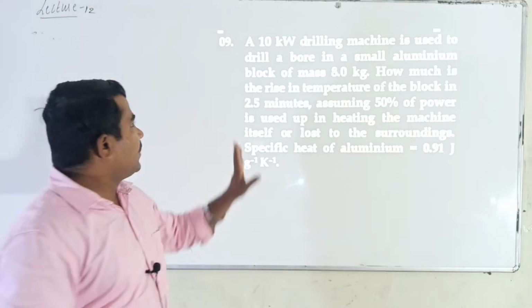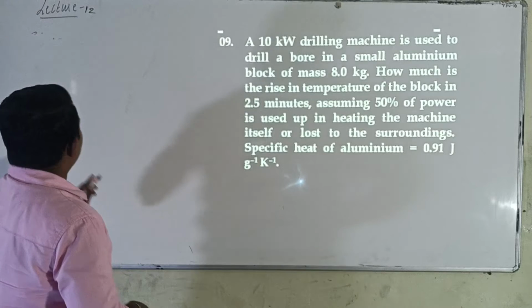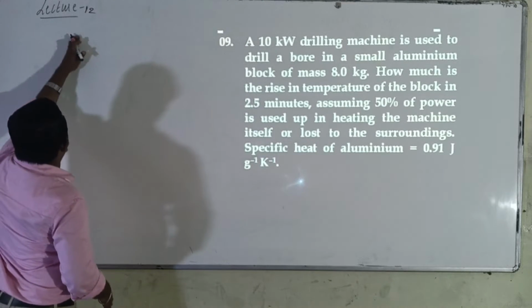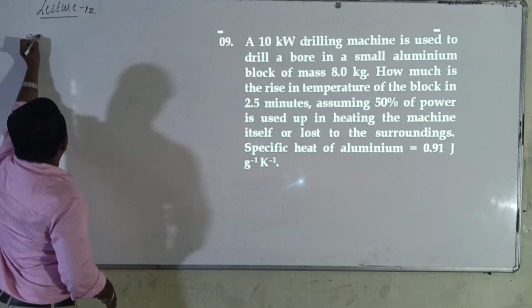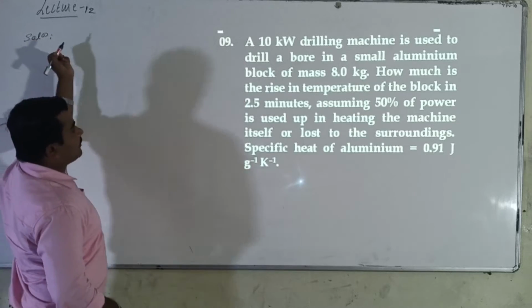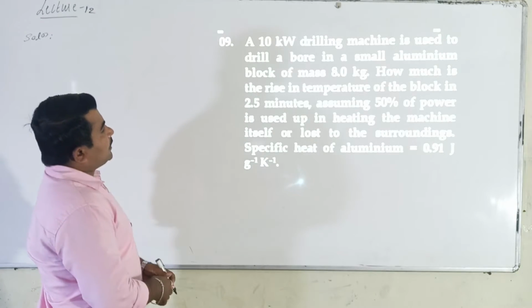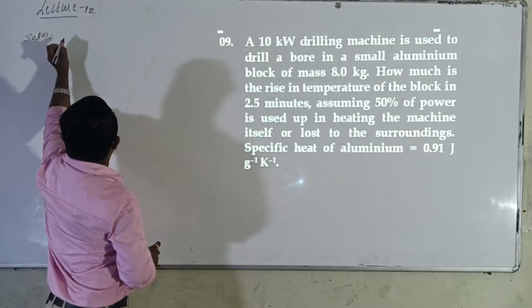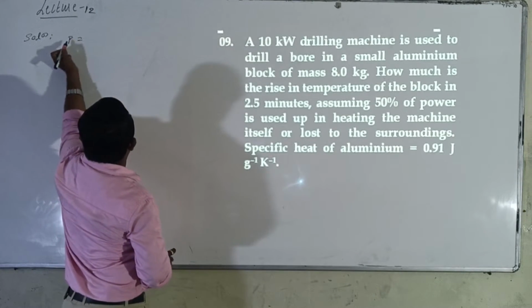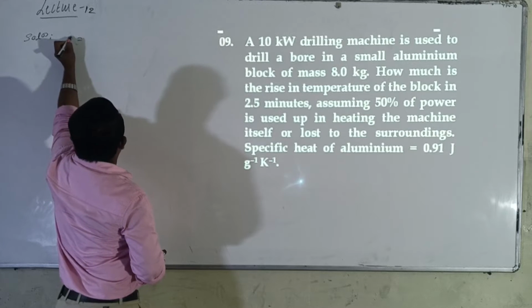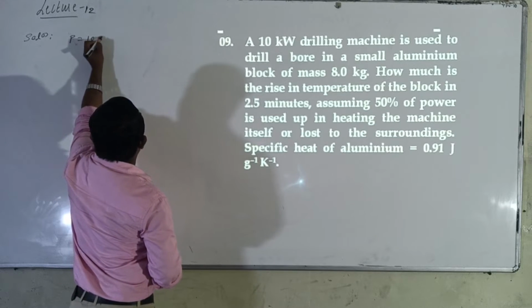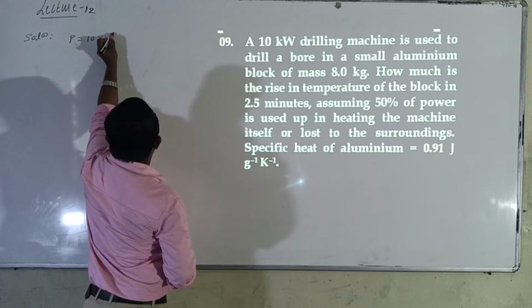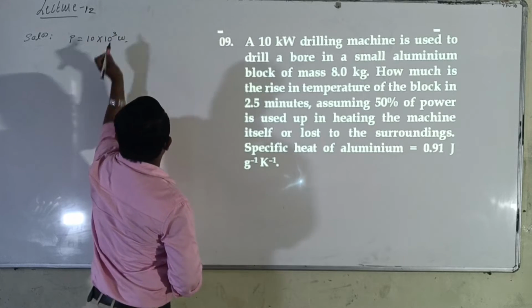See here. Now let us go for the solution. Before the solution, I will write the given values. What are the given values? A 10 kilowatt drilling machine. Kilowatt means power. The power of the machine is given. How much power? 10 kilowatt. Kilo means how much? 10 raised to 3.